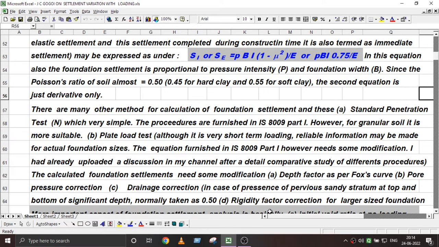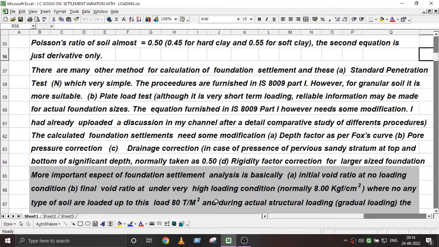Rigidity factor: say a large size foundation, say a 10 meter size individual foundation, then it will behave like a raft foundation. So in such cases, the rigidity factor is 0.8. In most places I notice even for 5 meter or 6 meter or larger individual foundations, they are considering the rigidity factor, since that large foundation shall behave like an individual raft.